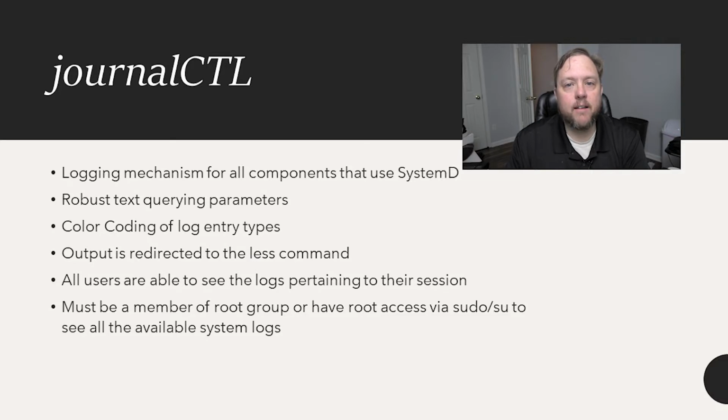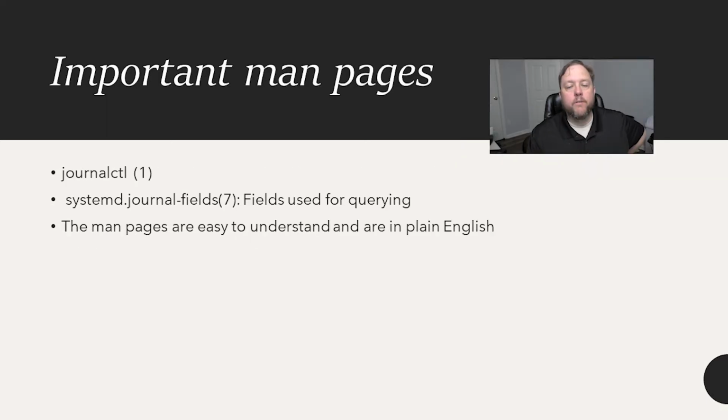As journalctl is the preferred manager for services in modern Linux distributions, you will find journalctl on all of these systems. You will like the red color coding for alert levels 0 and 1, and the output is sent to less for a familiar text handling experience. You'll find the journalctl and systemd journal fields man pages very useful in your quest to learn this logging system.